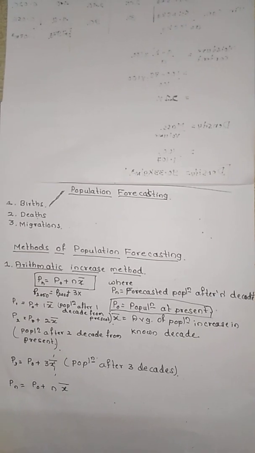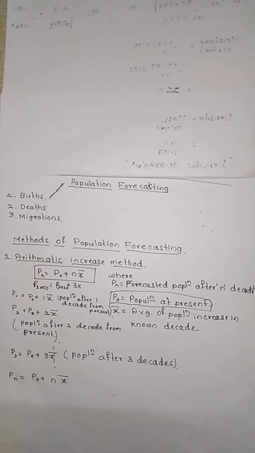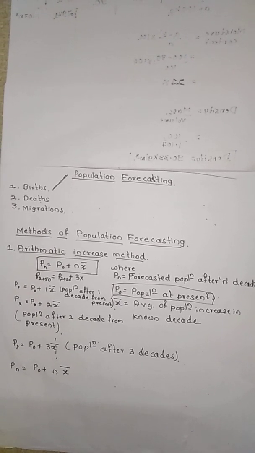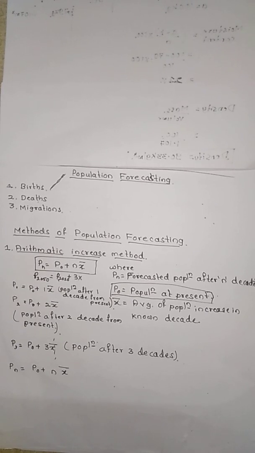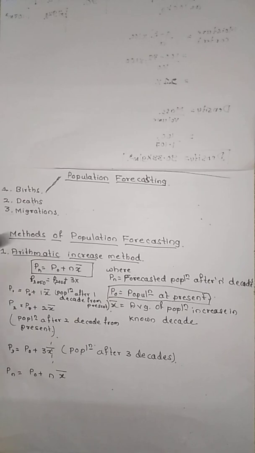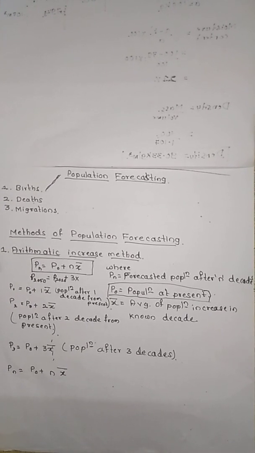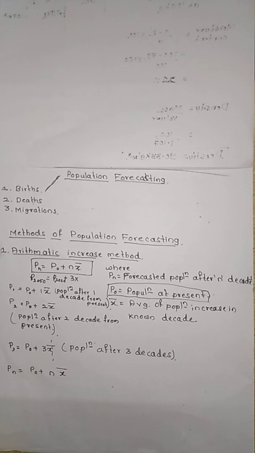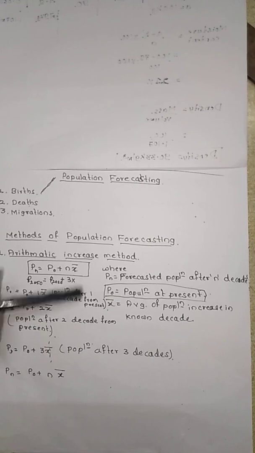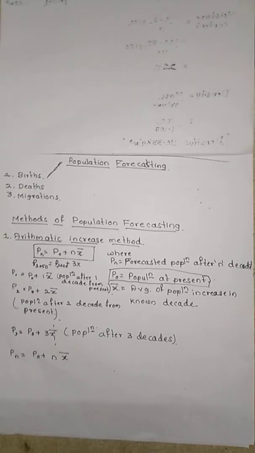In the previous class, we discussed what population forecasting is, how important it is, and the different factors that affect it, that is birth, death and migration. Now in today's class, we will concentrate our study on the arithmetic increase method, and by using its formula, we are going to solve a problem.